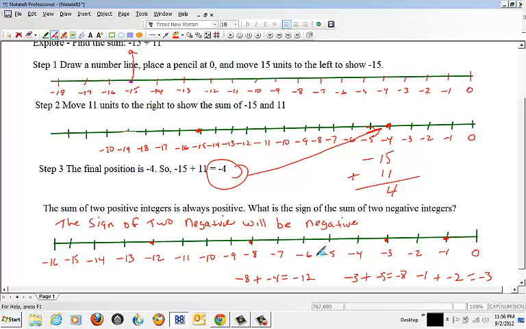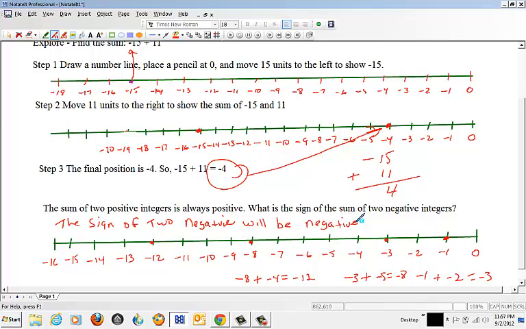So I can see a pattern here, hopefully you see the pattern: as long as I'm adding a negative number to a negative number, it is continually going to the left, which means it will go to infinity with negative numbers. So we can answer our question, what is the sum of two negative integers, by making a conjecture. From what we see, the sign of the sum of two negative integers will be negative.